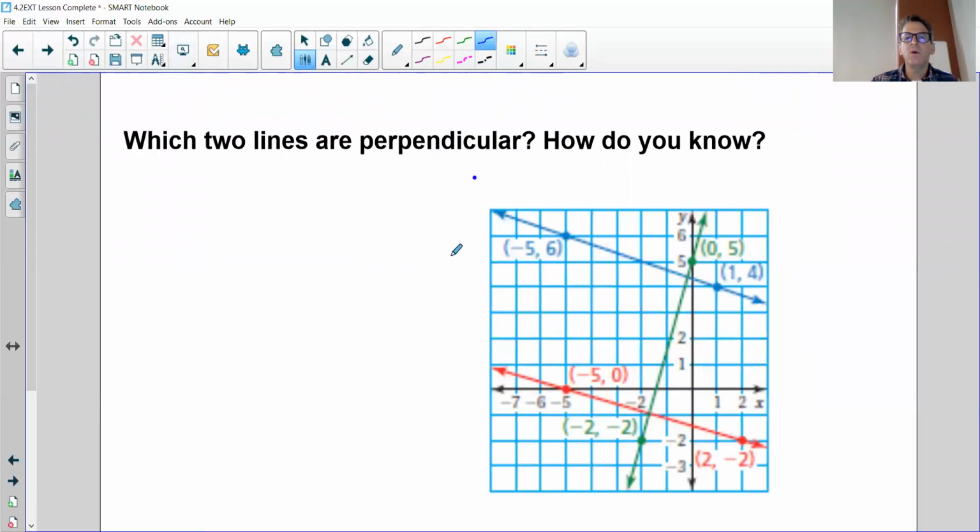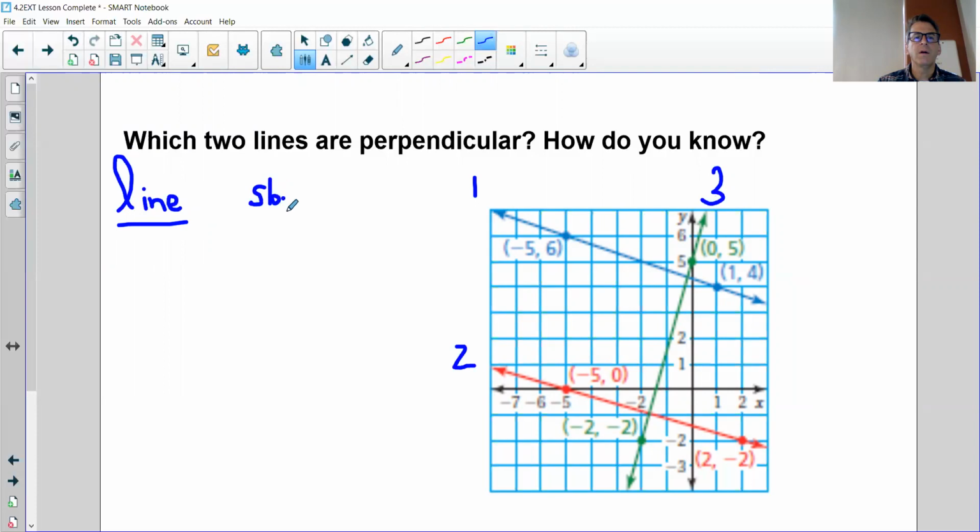Let's call this line 1, this line 2, and this line 3. You know I struggle with colors because I'm colorblind, so let's just leave it at that, and let's make a little grid over here. We have a line column and a slope column. So this is line 1, this is going to be line 2, and this is going to be line 3.